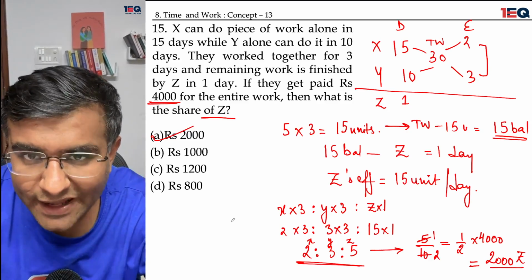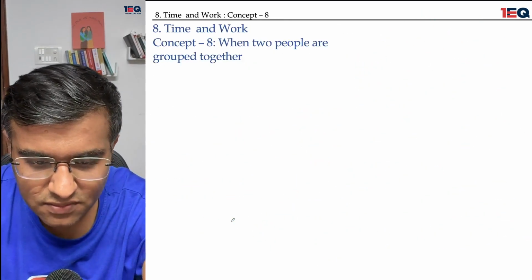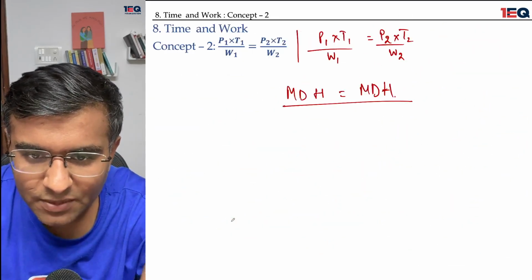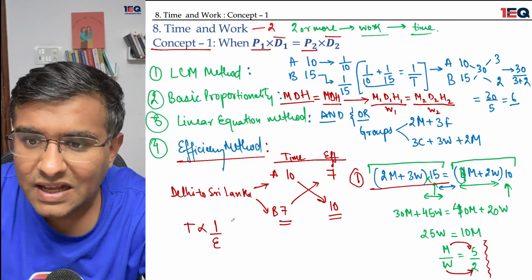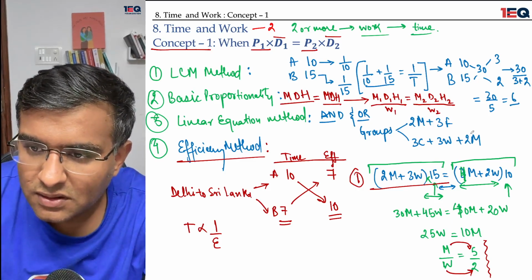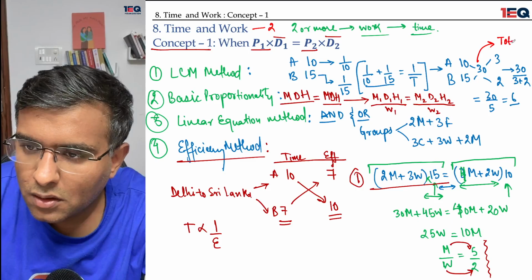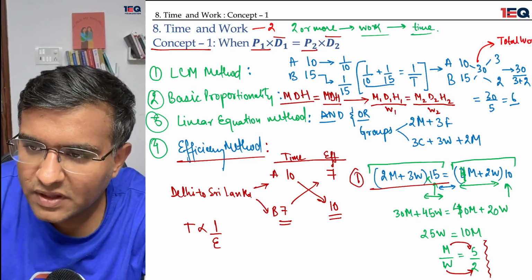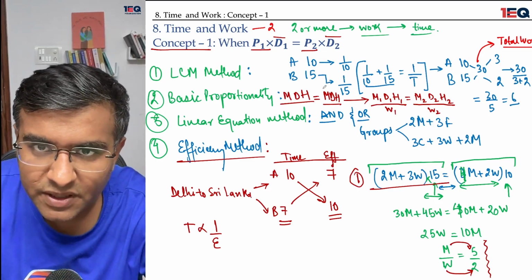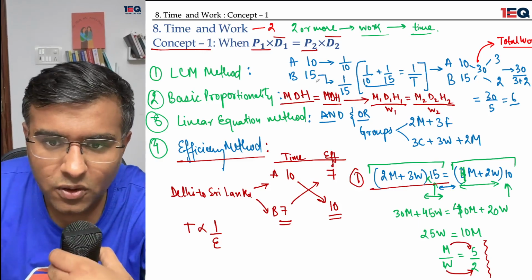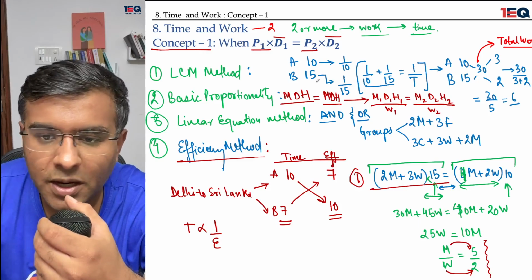I'll take you back to the first class, to the first point, to the first slide. Because I believe the first slide was enough for you to understand the entire chapter. LCM method we have gone through. The thing which comes out here in the center is the total work. The LCM is nothing but the total work. In basic proportionality, I've talked about MDH masale. My masale are nothing but a concoction of spices. So MDH is equal to MDH.